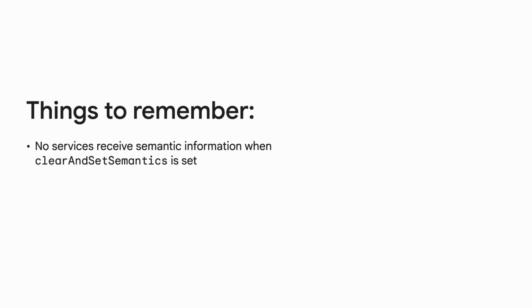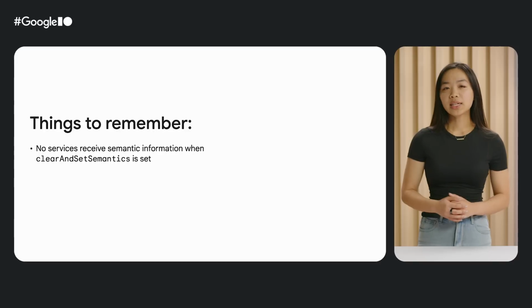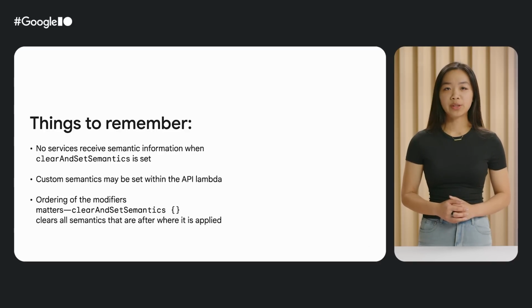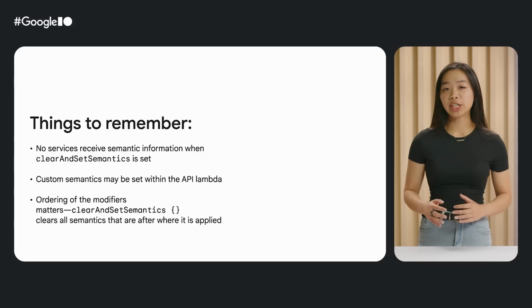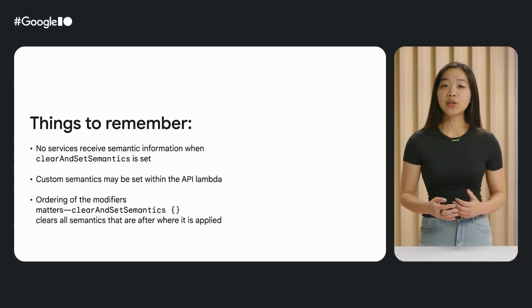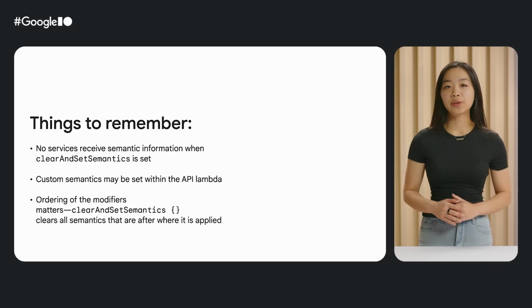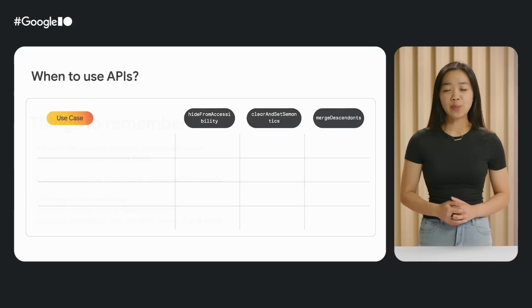Some things to remember. Since services receive no semantic information when this API is set, it's better to be conservative about its use. Semantic information can potentially be used by AI agents and similar services to understand the screen, and thus should only be cleared when necessary. Custom semantics may be set within the API lambda. And lastly, ordering of the modifiers matters. This API clears all semantics that are after where it is applied, regardless of other merging strategies. Note that in our sample, since clear and set semantics is set after the clickable modifier, the clickable semantics are not cleared.